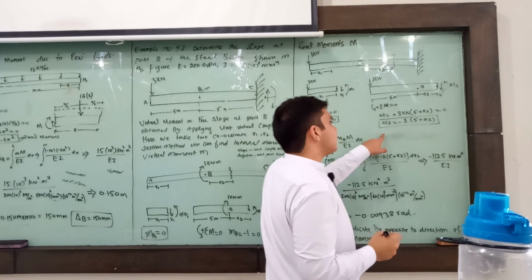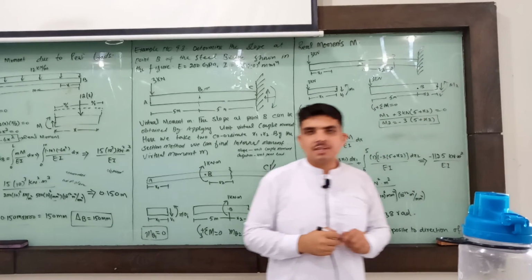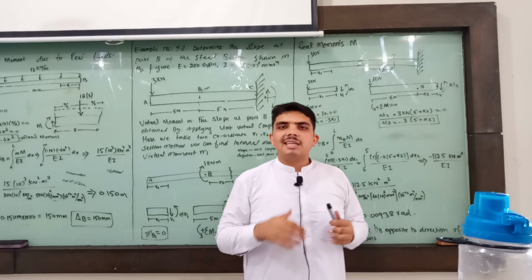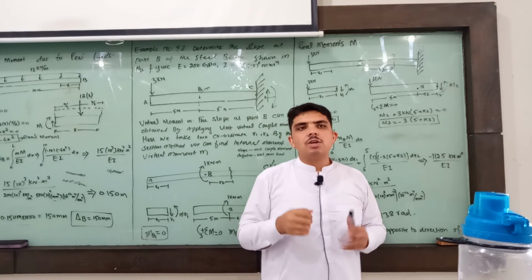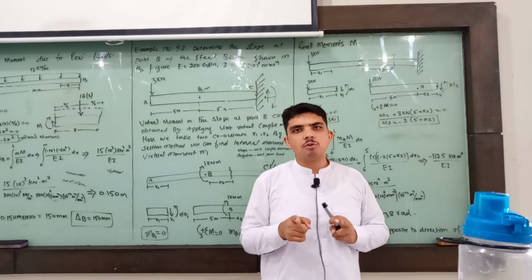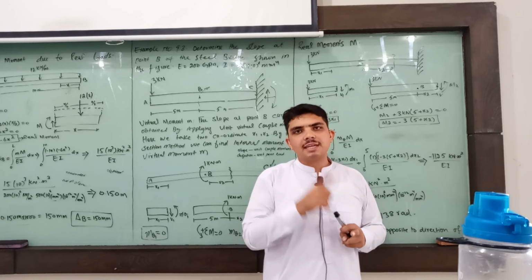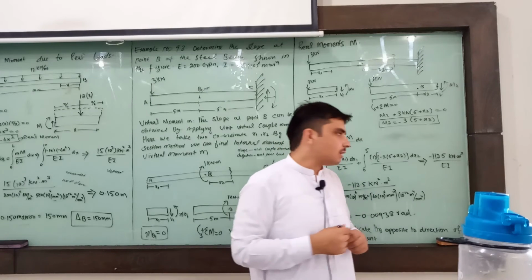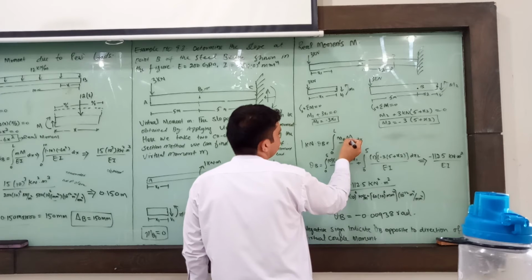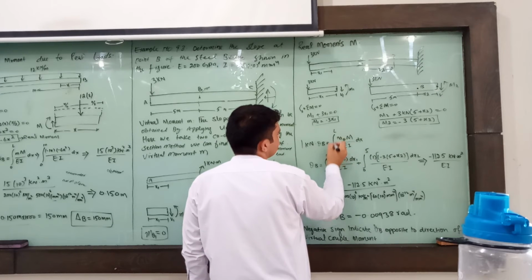Okay, so these are the real moments which I have found. Now the next step of our example is that we will multiply these two moments, the real movement and virtual movement, and take the integration of these two movements. Okay, so this is the product of virtual movement and real movement, integrated from 0 to L.